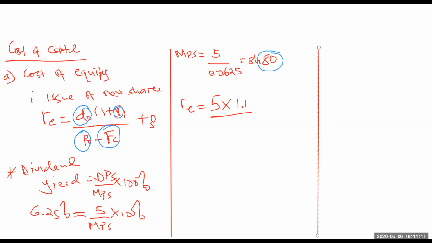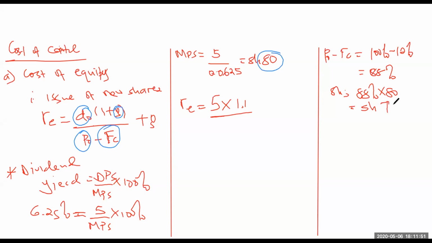Okay, we can have a small working for that. P naught minus flotation cost. We are saying give me 100% minus 12%, which would give us 88%. In terms of shillings, that is 88% times 80, which gives us 70.4. That is the amount we shall be receiving.